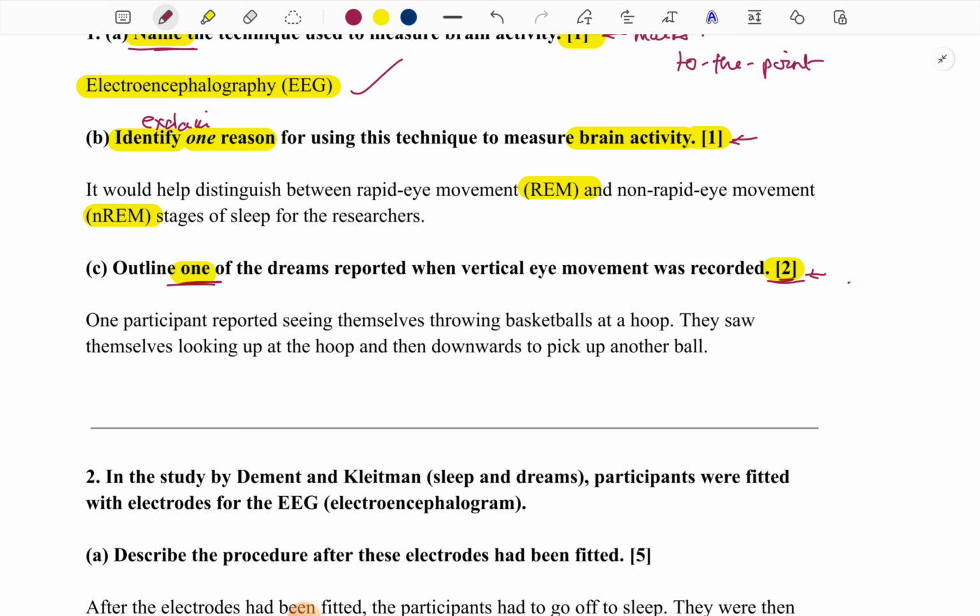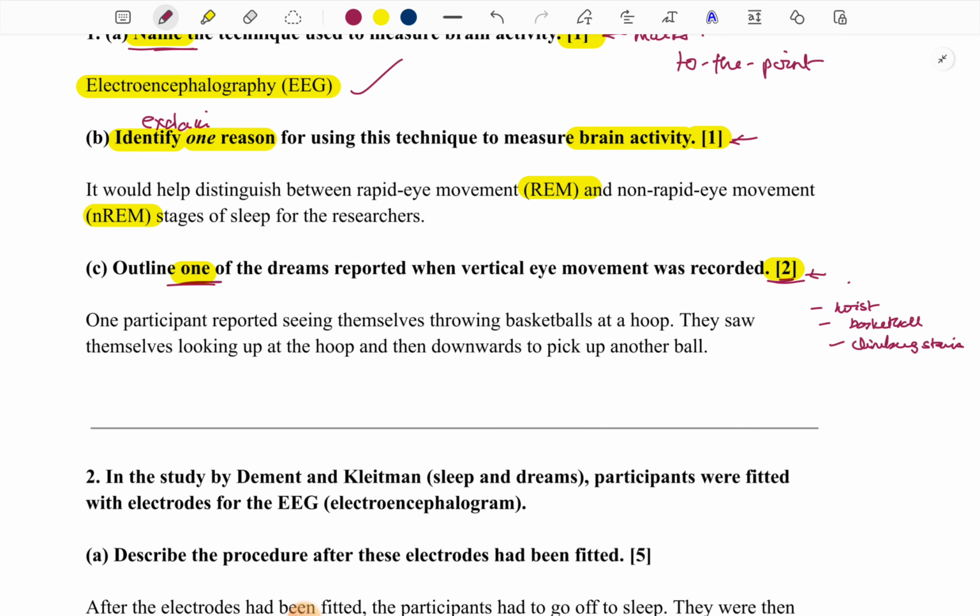If you've learned the Dement and Kleitman study already, you know that there were 3 vertical dreams which are given as examples in the report of the study. One is of a man operating a hoist and looking upward at a cliff. One is of a man playing basketball, and one is of a man climbing stairs. So there are 3 possible dreams of vertical movement that you could report.